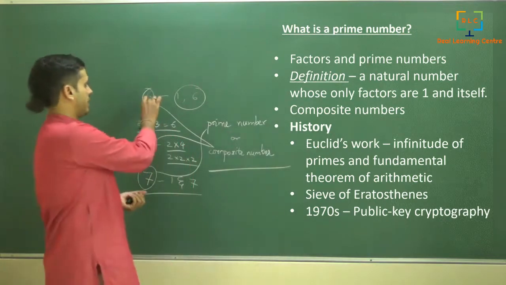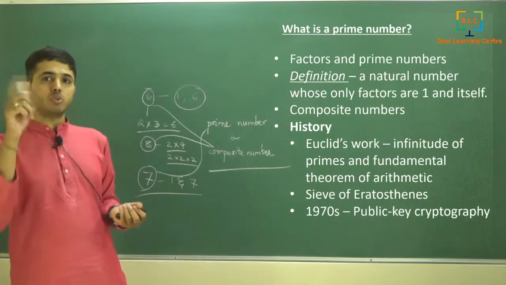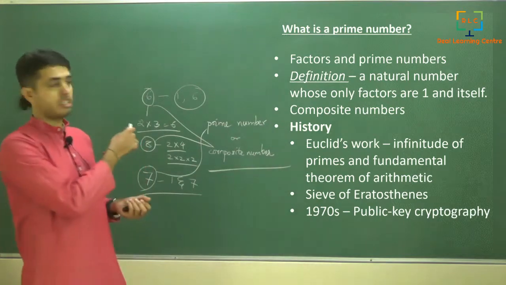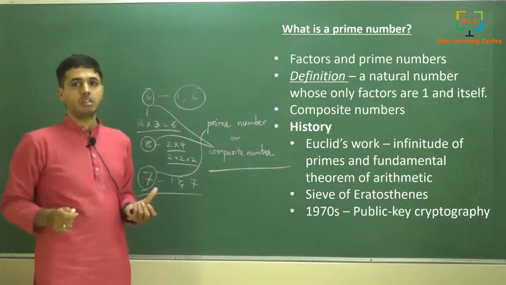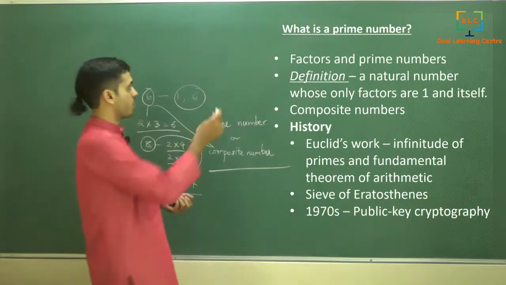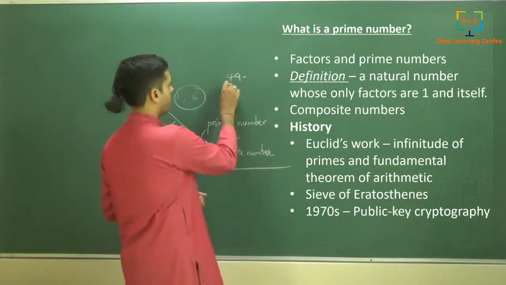Now I gave you number 6. Can you factorize number 6 into 2 factors, of course other than 1 and 6? Yes, we have done it. 2 into 3 is 6. Similarly, can you factorize a number, say 49? Yes, 49 is 7 into 7.